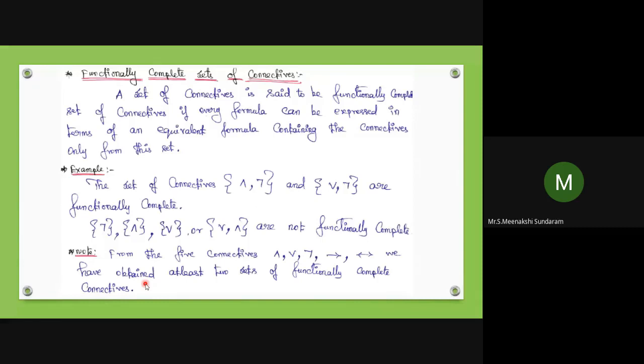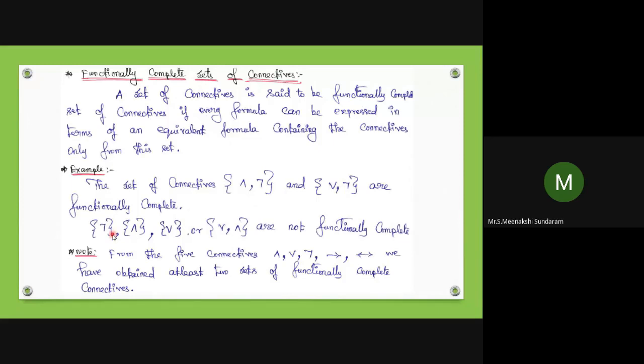Except conjunction and negation, we can convert all of them: disjunction, conditional, biconditional can be expressed in terms of conjunction and negation only. Any formula, P disjunction Q, P conditional Q, P biconditional Q, P NAND Q, P NOR Q and so on, whatever it is, can be written using only the connectives conjunction and negation. Then the set of conjunction and negation is called a functionally complete set of connectives. Similarly, disjunction and negation are a functionally complete set of connectives.